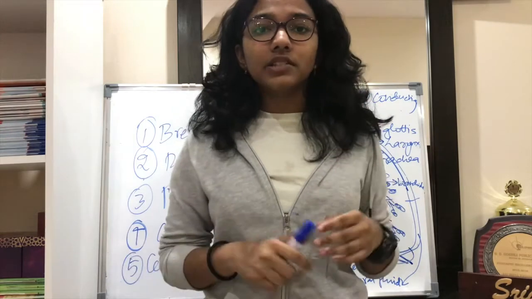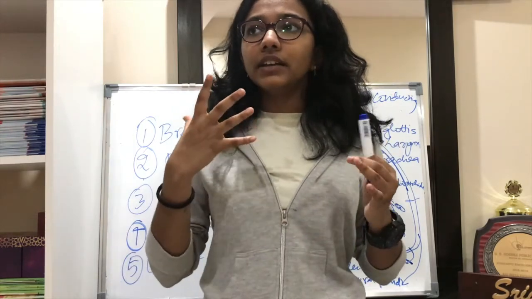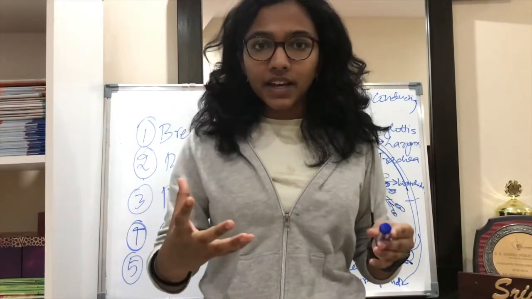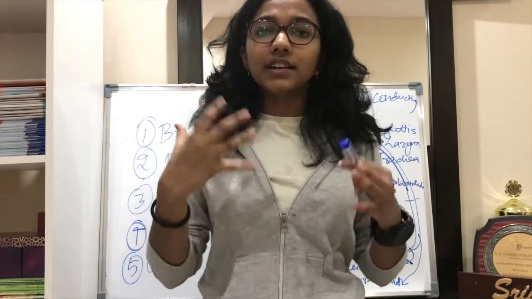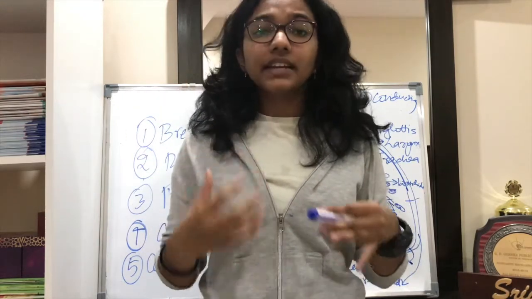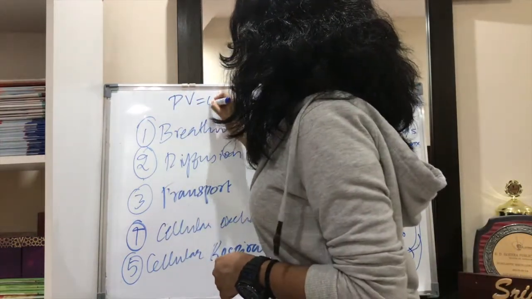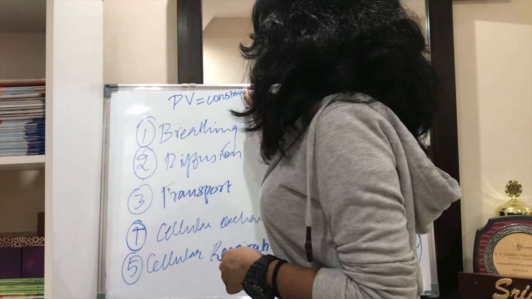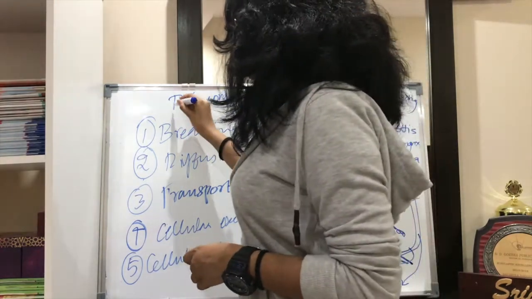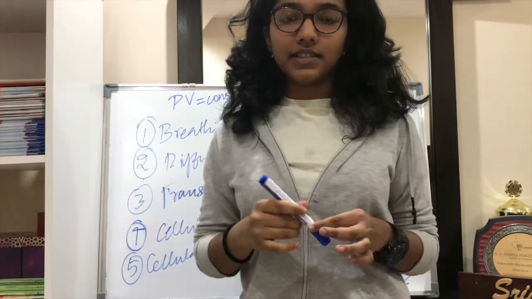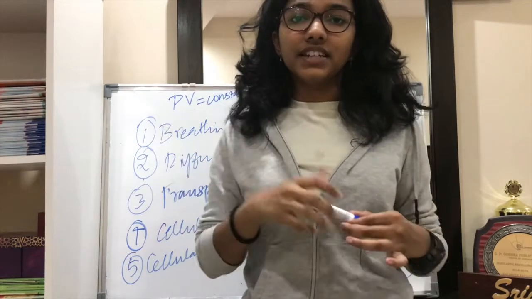So how this mechanism works is, our body has developed such a mechanism that the pressure inside our lungs can change by increasing or decreasing its volume. So you know the formula PV equals constant, na? You've learned it in chemistry. So when pressure increases, volume decreases, or when volume increases, pressure decreases.